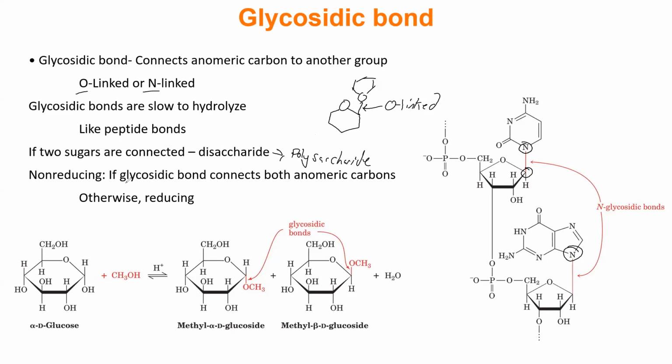If you have your glycosidic bond between anomeric carbons, that's called non-reducing. So let me draw that really quick here. I'm not going to draw in all the OHs, but here was our anomeric carbon, and here was our anomeric carbon. They're connected to each other via a glycosidic bond. So we call that a non-reducing sugar.